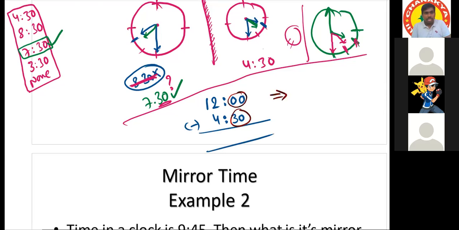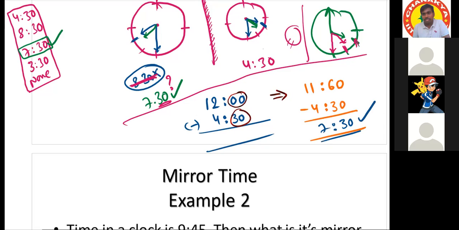See, can I write 12 hours as 11 hours and 60 minutes? Yes or no? Yes, sir. Then subtract 4:30 from 11 hours and 60 minutes. Tell me, what is 60 minus 30? 30. 11 minus 4 is 7. Answer is 7:30. Easy or not?